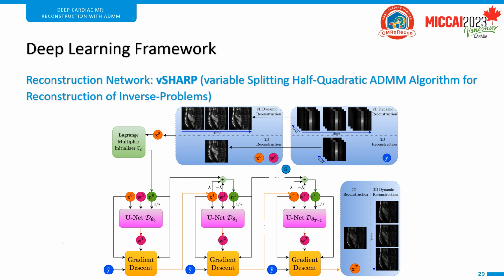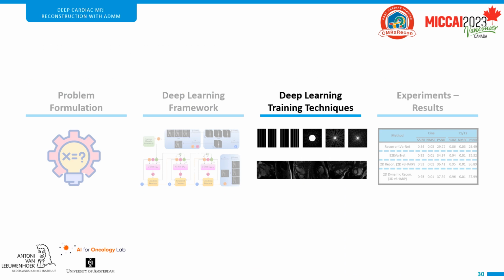Our reconstruction network ultimately produces either a single image in the case of 2D reconstruction or a sequence of temporal images in the case of 2D dynamic reconstruction. Now that we've established our deep learning framework, let's explore the various techniques we've employed to further enhance the performance of our models. We'll start by discussing the first technique.